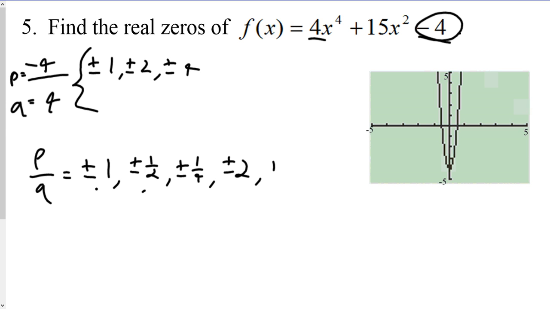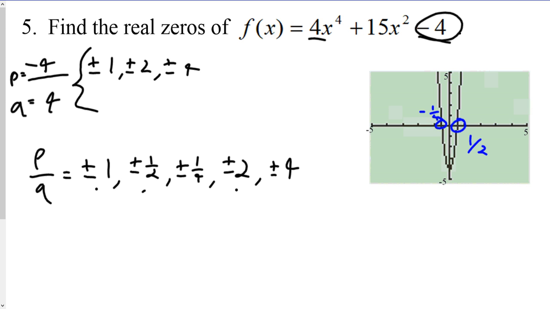And then I get plus or minus 4. 4 over 1, 4 over 2 is 2, that's a repeat, and then 4 over 4 is 1, and that's a repeat as well. So these are my possibilities. Go ahead and put in my graphing calculator. It's going to look something like this. Okay, and it looks like right in between, I potentially have a 0 at the 1/2. Okay, so let's find that, and potentially at -1/2. Looks like it's right in between, so let's go ahead and test those.